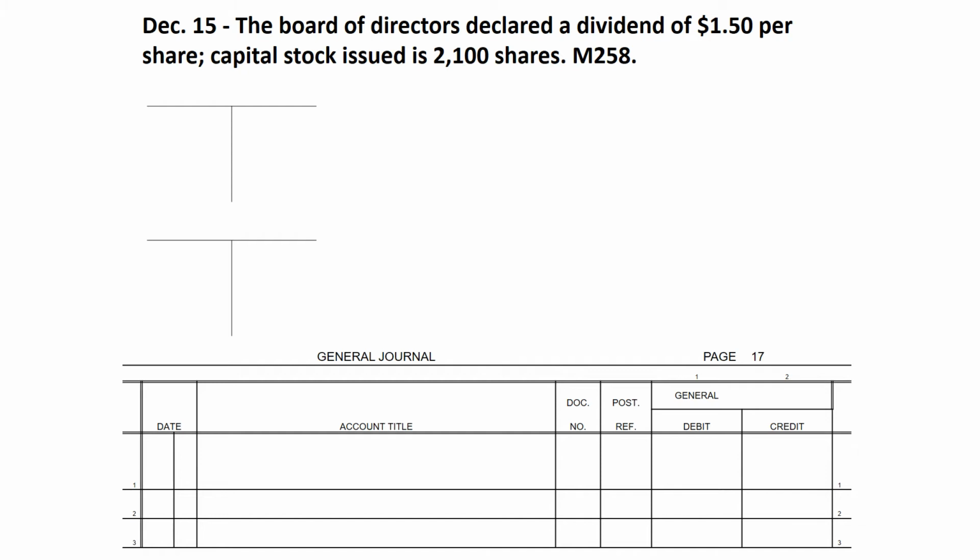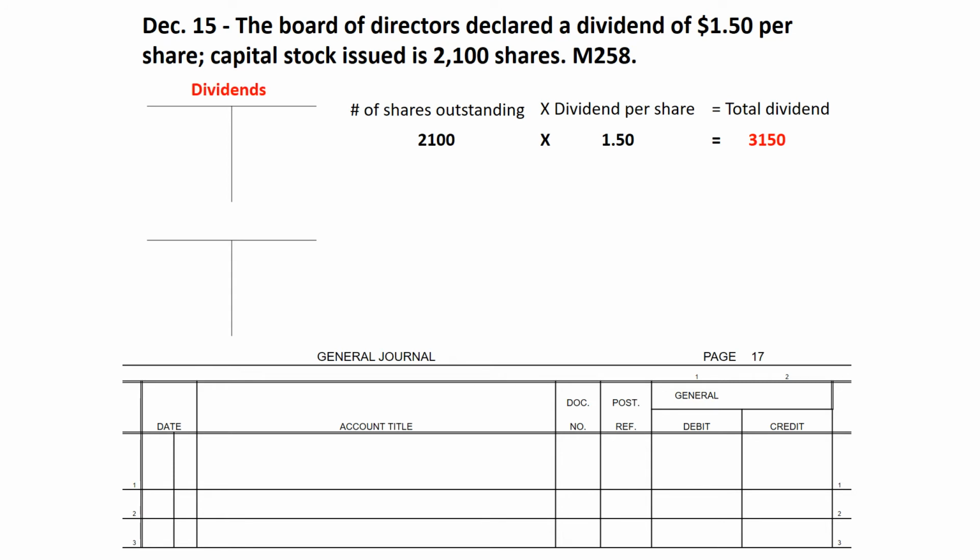December 15th, Board of Directors declared a dividend of $1.50 per share. Capital stock issued is 2,100 shares. Memorandum 258. To figure out the amount of this transaction, we need to know the number of shares outstanding times the dividend per share, and that'll give us our total dividend. Our total shares outstanding is 2,100 shares. The dividend per share is $1.50, for a total dividend of $3,150.